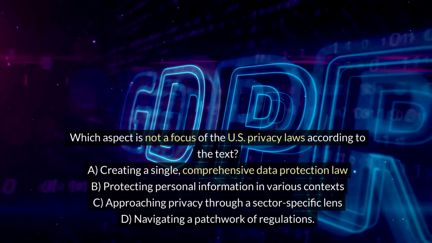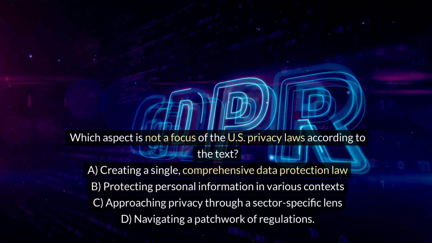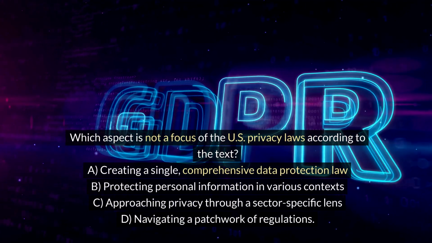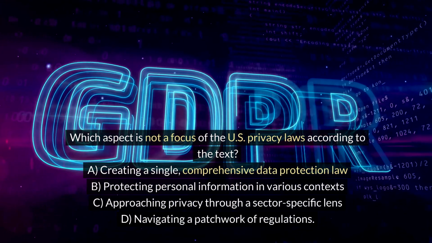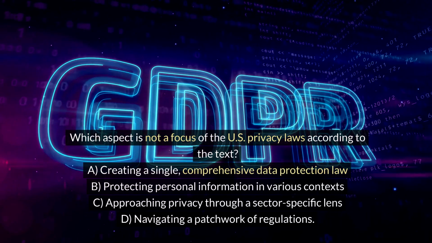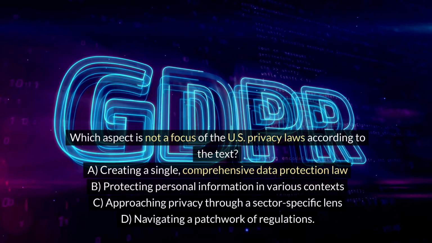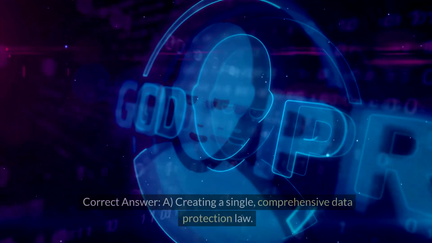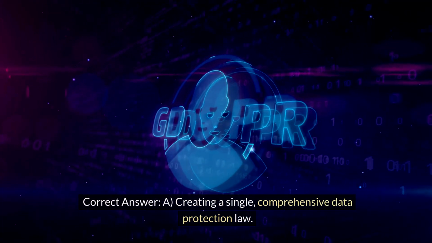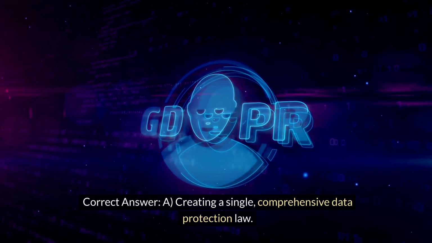Which aspect is not a focus of the U.S. privacy laws according to the text? A. Creating a single comprehensive data protection law. B. Protecting personal information in various contexts. C. Approaching privacy through a sector-specific lens. D. Navigating a patchwork of regulations. Correct answer: A. Creating a single comprehensive data protection law.